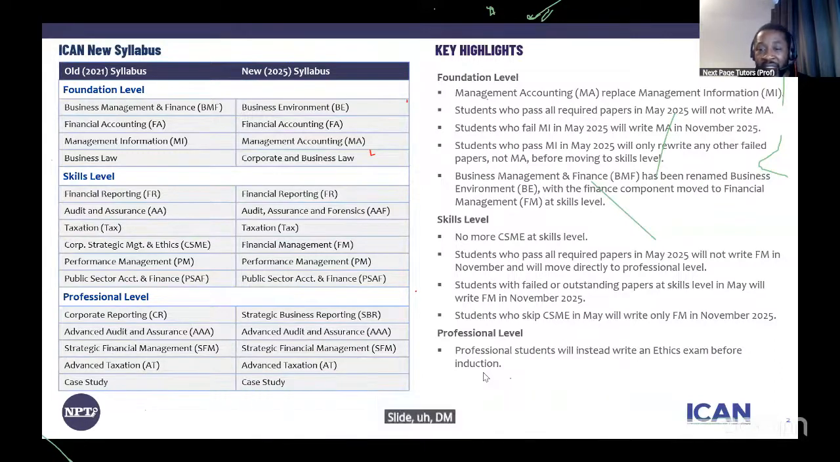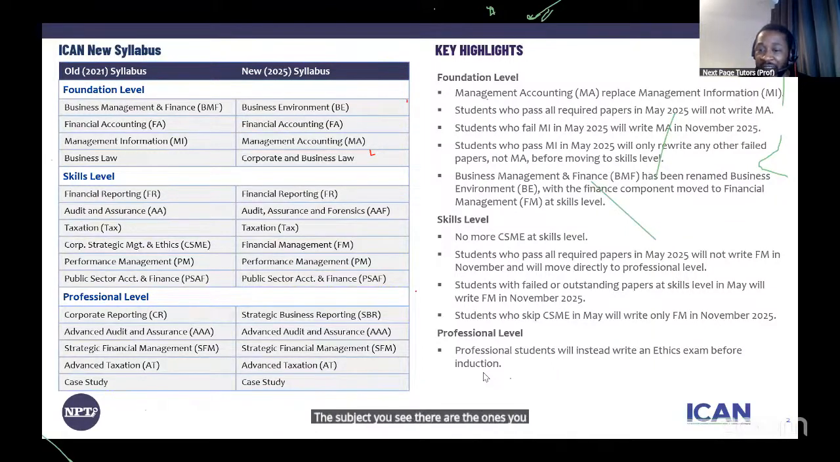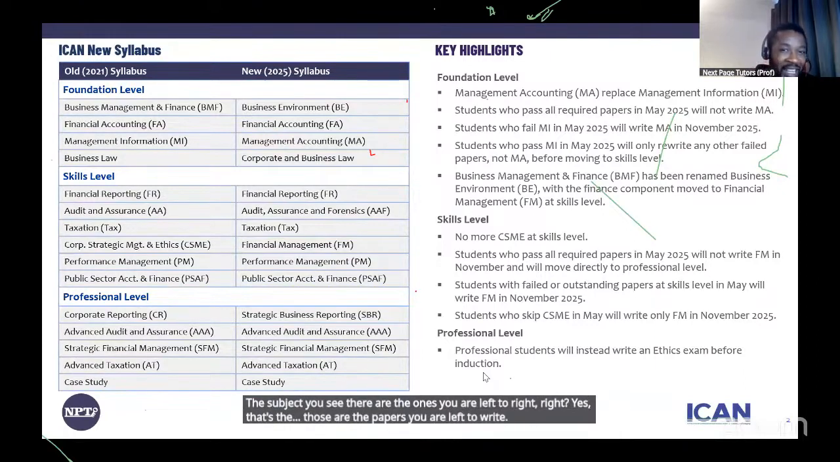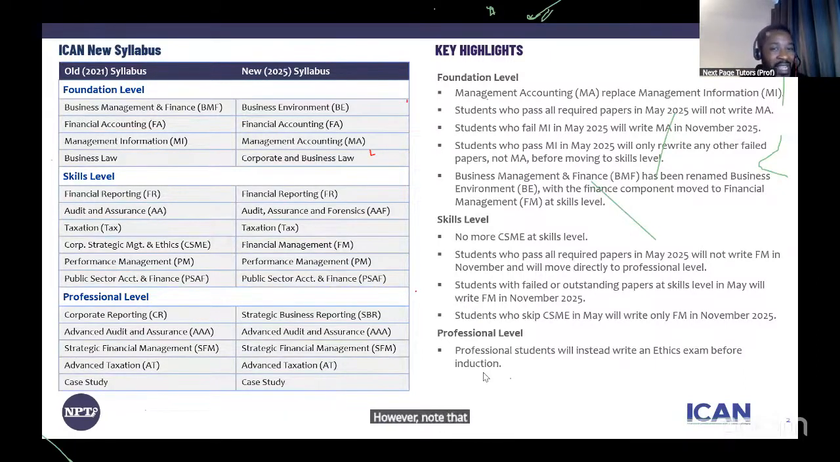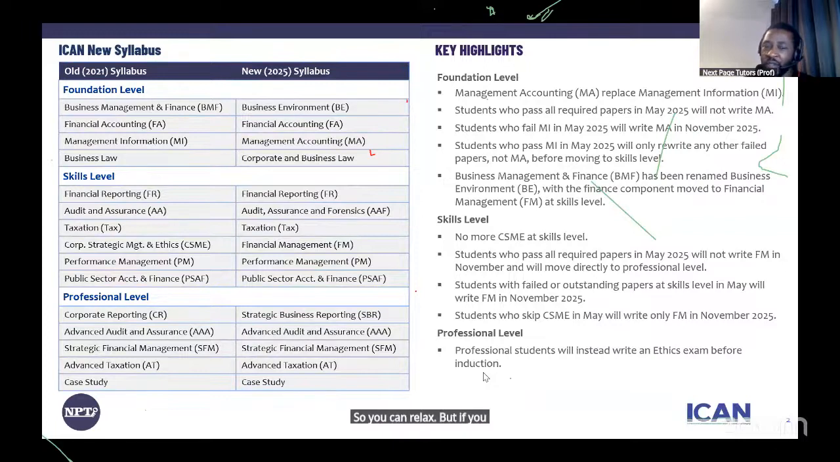When you log into the ICAN Portal and go to the student examination status, the subjects you see there are the ones you are left to write, right? Yes, that's it. Those are the papers you are left to write. However, note that ICAN has not updated the record for the next diet, because there's a way they do it. They update the status, they release the advert for the next diet, and they have not done that. So you can relax. But if you need any clarification, don't worry, ask. We'll tell you what the status will be.